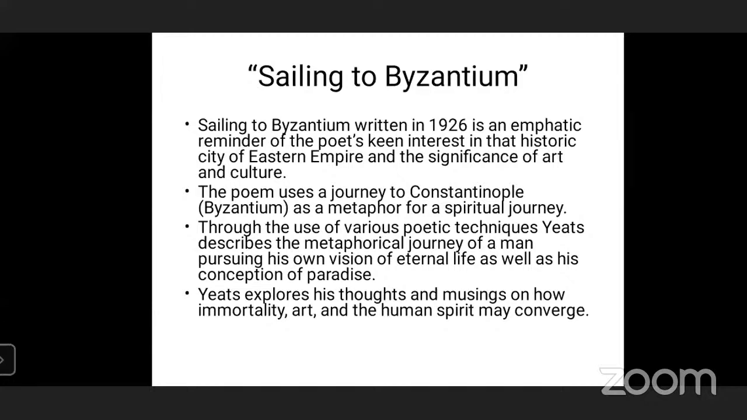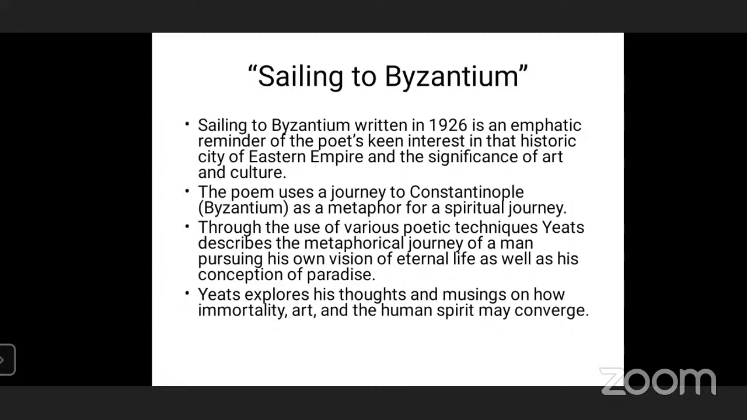Now he is at the end of his life, when he was 60 or 61. At the age of 60 or 61, he wrote this poem, and this poem is actually about transience and permanence. Now what is transience and permanence?